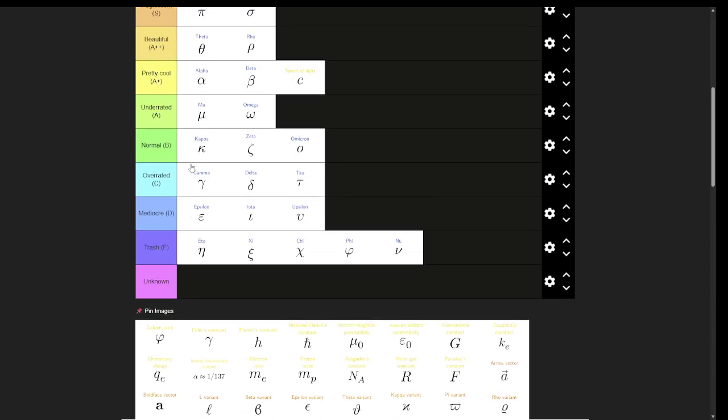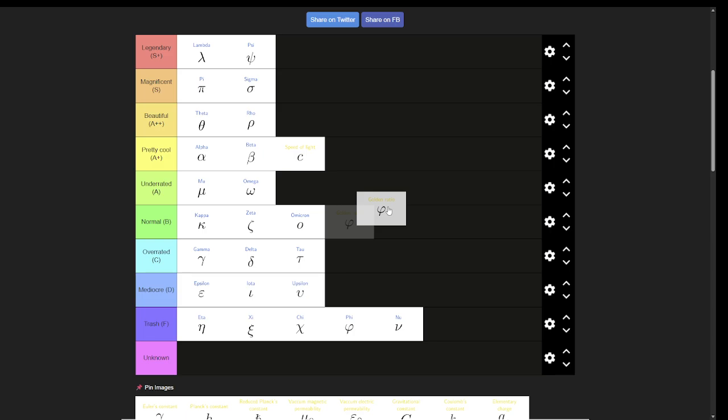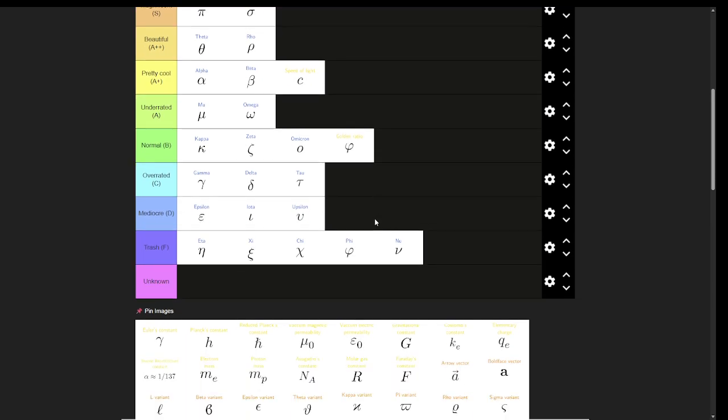You know, you got your 2 lines, you cut them up, you divide them, and yeah. I mean, it's nice. People say it's a top 4 mathematical constant. I don't think so. I mean, it's difficult to explain to people what the golden ratio really is. I'm putting it in normal, though.